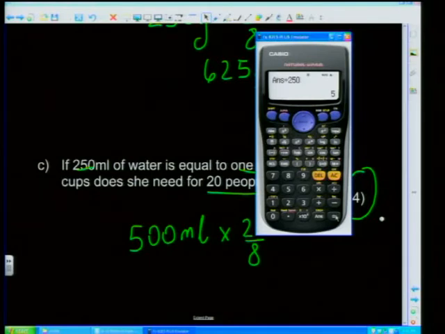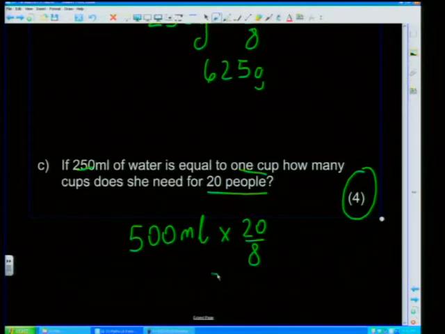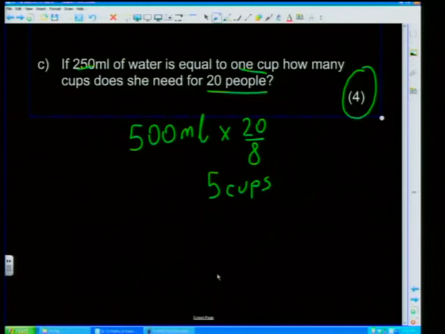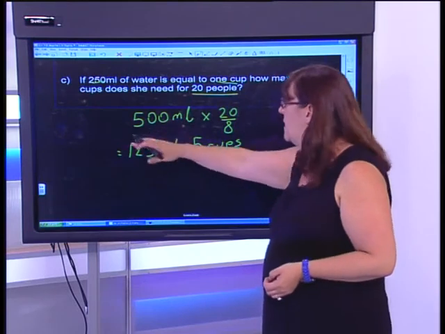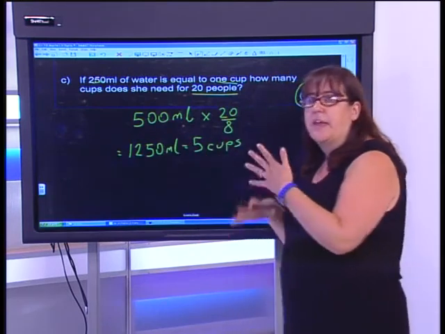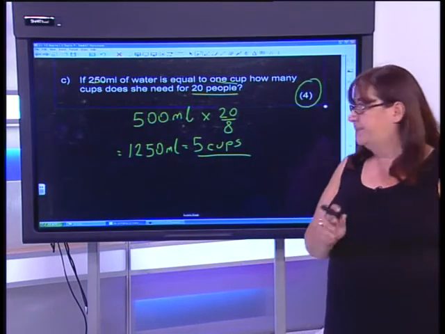So I hope that you followed that train of thought and I didn't go too fast. So we need 5 cups. I actually need to write in all my working. I was a little bit lazy here and I didn't do that. We actually had 1,250 ml. And that is equal to 5 cups. I could have converted this first, 500 ml, divided that by 250 and got an answer of 2 and then done the calculation and we would have ended up with the same answer of our 5 cups.